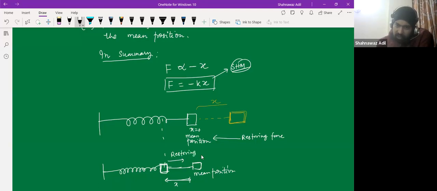So restoring force always acts towards the mean position. This mean position is the most crucial thing, always remember that. It is where the displacement is 0, so the mean position is x equals 0. If we stretch the spring, the restoring force would be leftwards. If we compress it, the restoring force would be right. Are all these things clear to all of you guys? Is it clear?